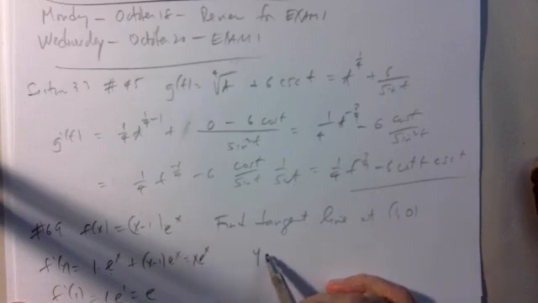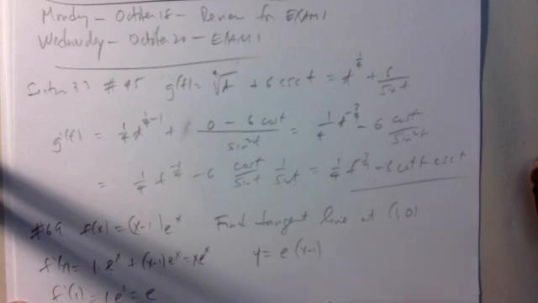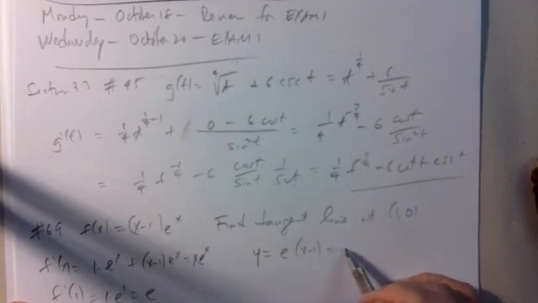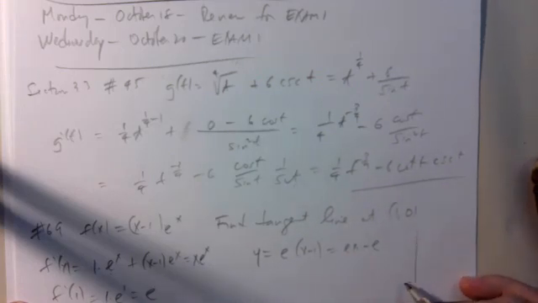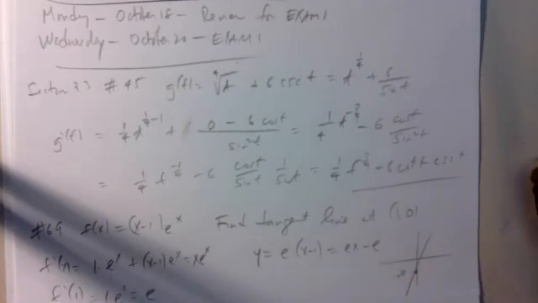So what is the tangent line? It's y is equal to the derivative at 1, which is e, times x minus 1, plus the value of the function at 1, which is 0. So it's simply e x minus e. So this is the line with y-intercept minus e and going up with slope e. That's the tangent line. Any questions about this?